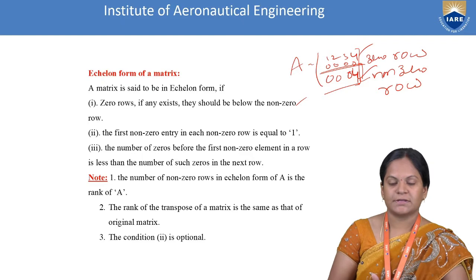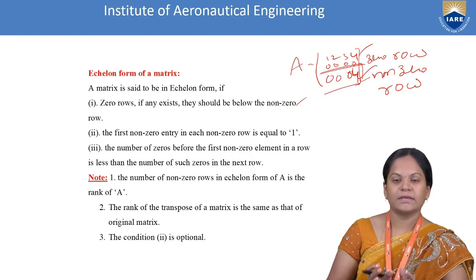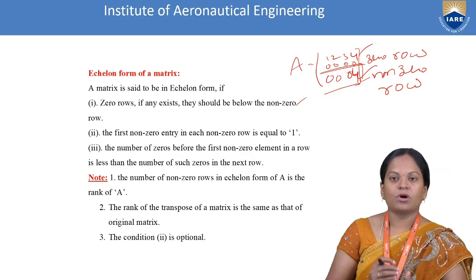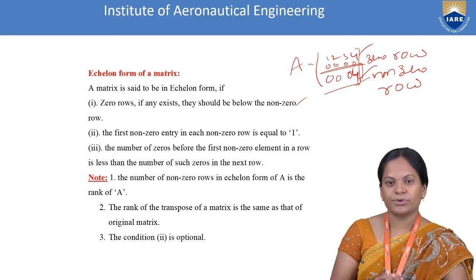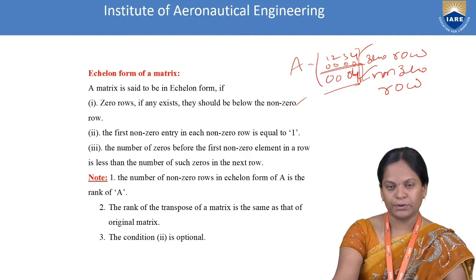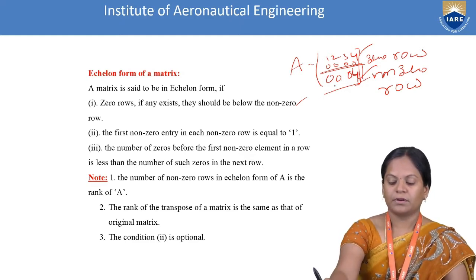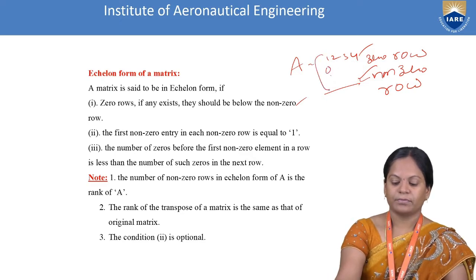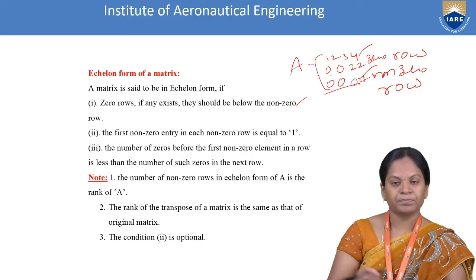Go for the second step. The first non-zero entry in each non-zero row is equal to 1. What is a non-zero row? A row in which at least one element is not equal to 0. So I am taking the second row like this: 0, 0, 2, 2. And the next row I am taking 0, 0, 0, 1.